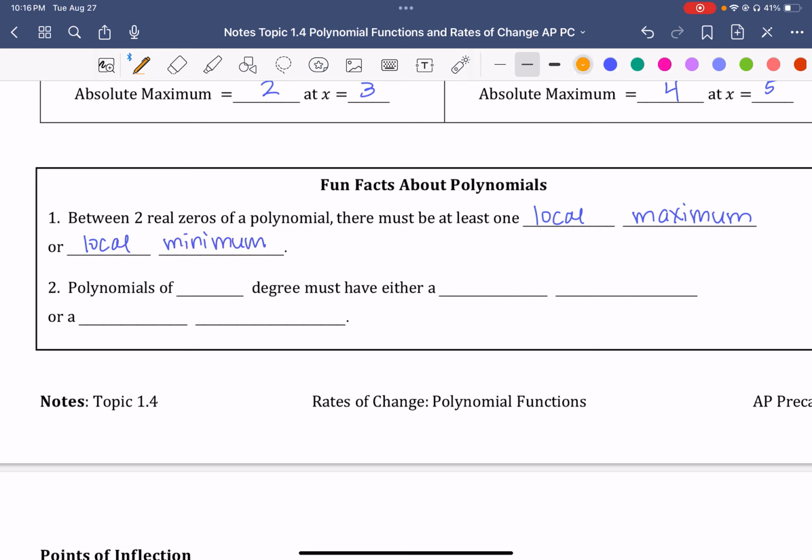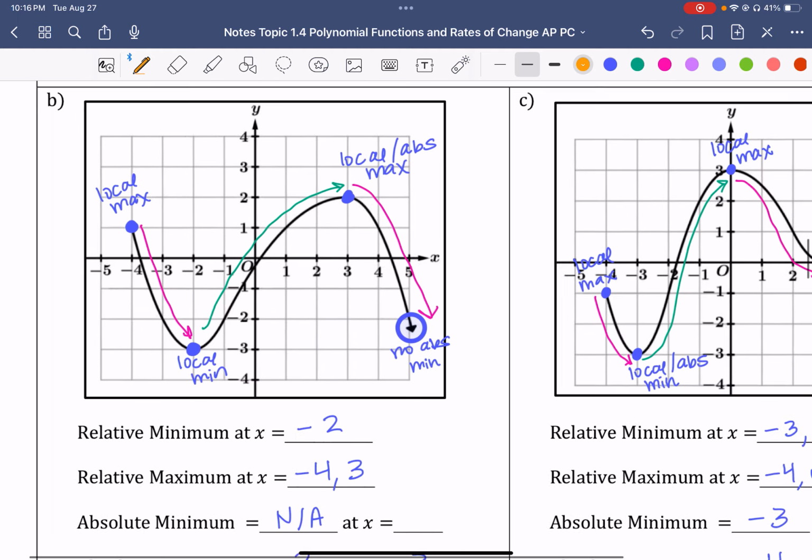And then just a reminder that another word for local would be relative. So either or, you need to remember both. And then in case you forgot from back in the day, a real zero is just an x-intercept. So all this is saying is that in between two x-intercepts, you're always going to have either a maximum or a minimum. So I'm going to show you that on this graph.